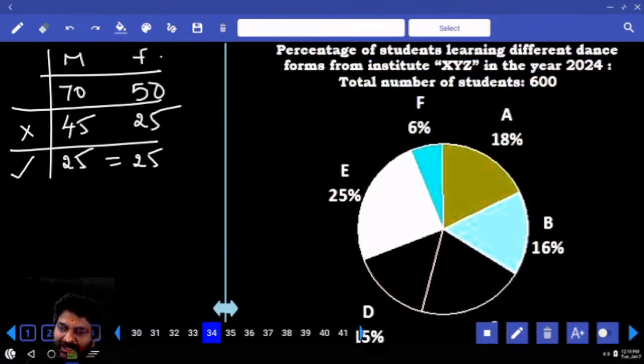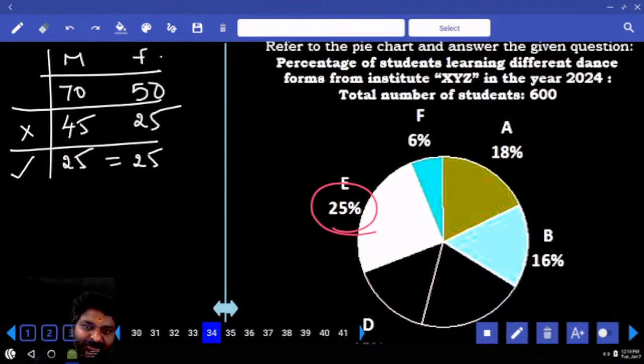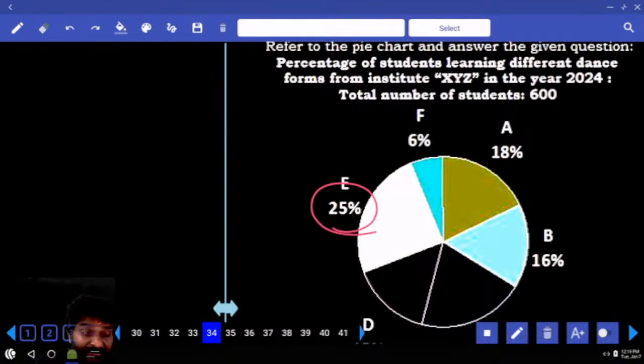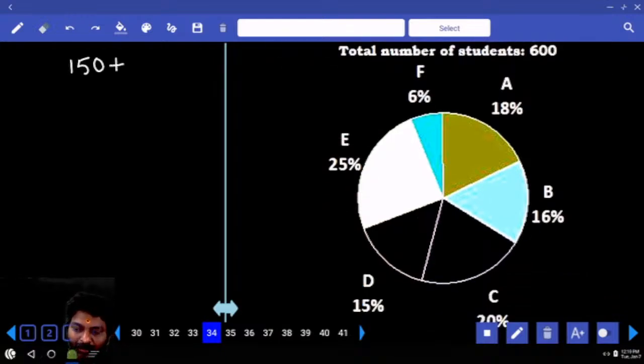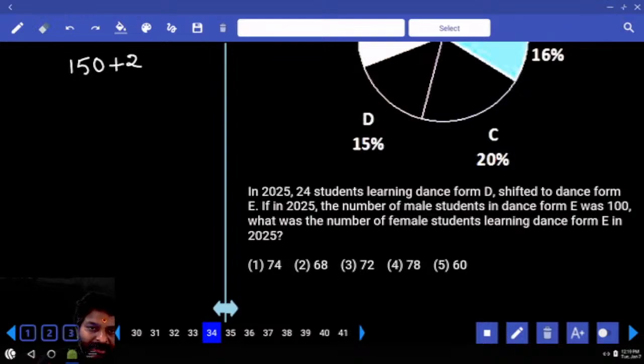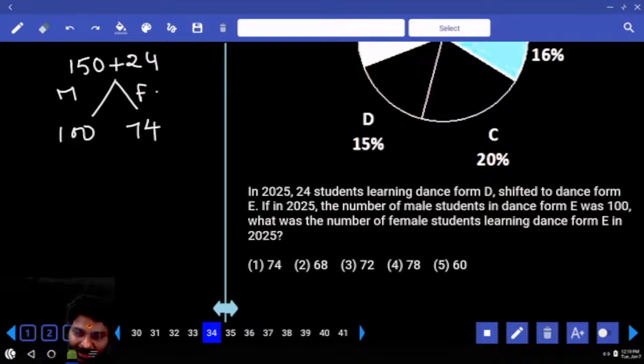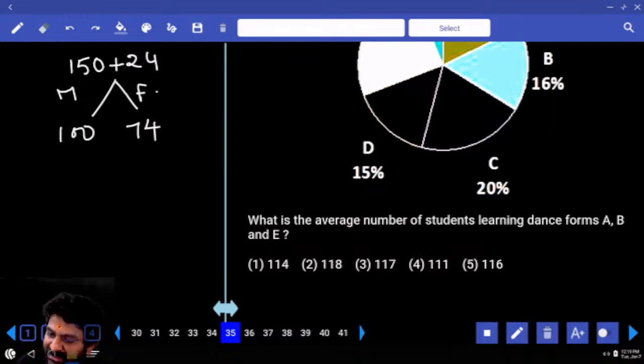Now the question is about E. E, what percentage we have? 25%. 25 into 6, 150. Already in E we have 150, and then how many more joined? 24 joined. Now we have 174. Now the question is, already male are 100 people, then remaining 74 are female only. Now the question is about female count. 74, first option.